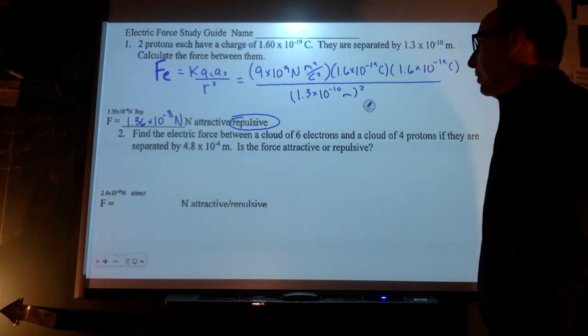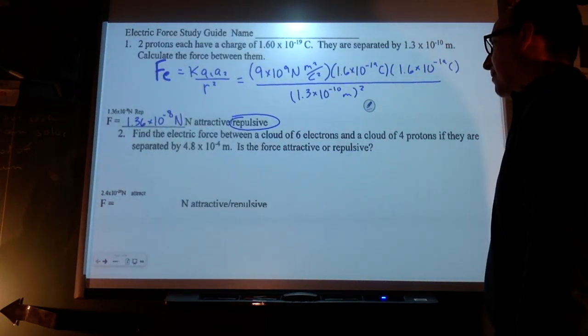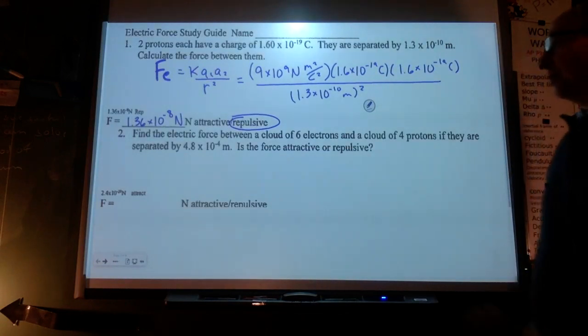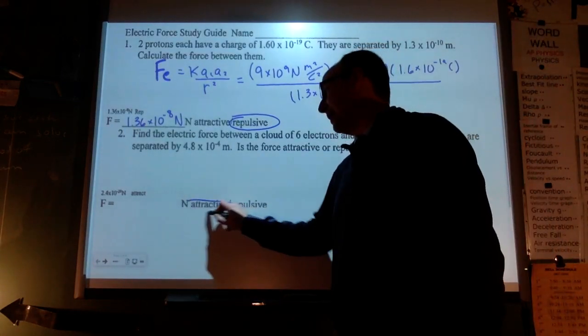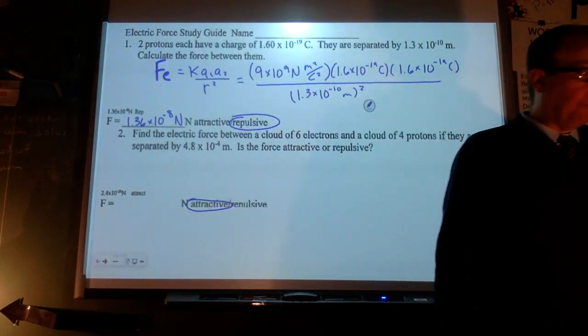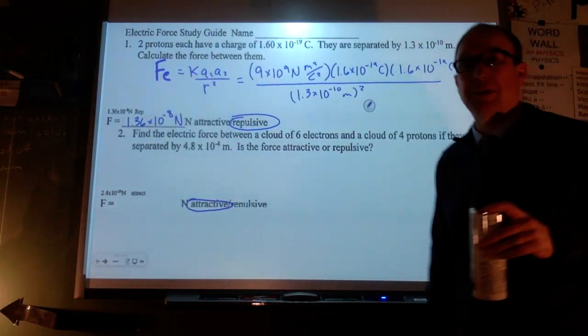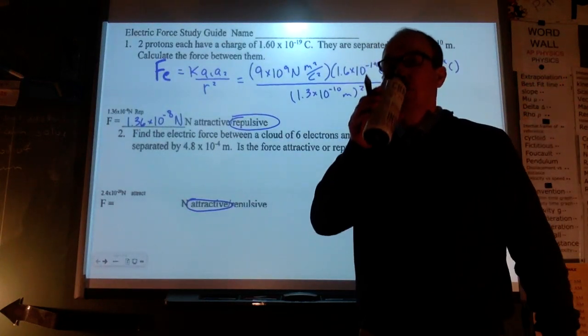Number 2, find the electric force between a cloud of 6 electrons and a cloud of 4 protons if they are separated by 4.8 times 10 to the negative 4. Is the force attractive or repulsive? So this is going to be attractive because we have a cloud of electrons and a cloud of protons. So a cloud of something that's negative and a cloud of something that's positive.